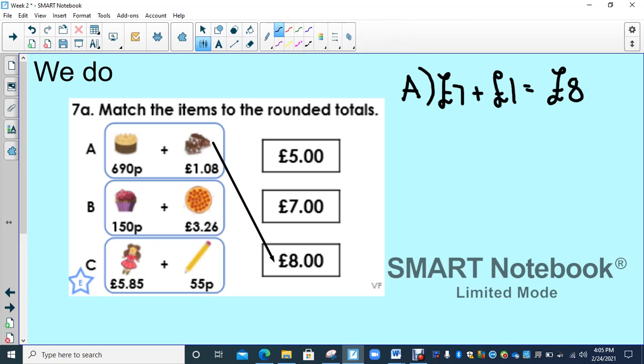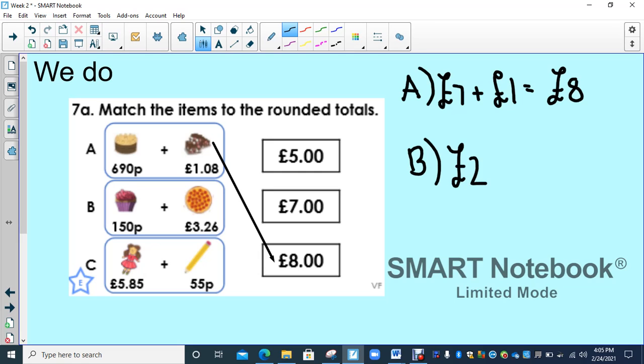Okay, let's go for B. Now, as we said before, 150 pence, or £1.50 if converted into pounds and pence, would round up to £2, because if it's 50 pence or more, then we round up. So we have £2.